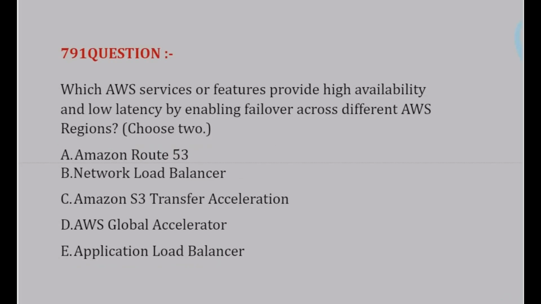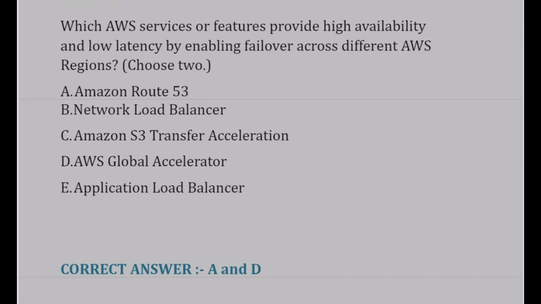Question is, which AWS services or features provide high availability and low latency by enabling failover across different AWS regions? Choose two options. Option A, Amazon Route 53. Option B, Network Load Balancer. Option C, Amazon S3 Transfer Acceleration. Option D, AWS Global Accelerator. Option E, Application Load Balancer. Correct answer is option A and option D.